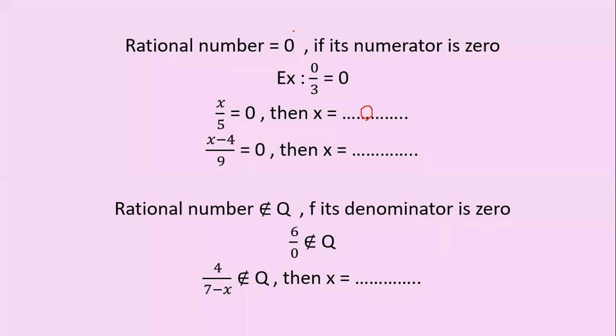x minus 4 over 9 equals 0. Again, we said a rational number equals 0 if its numerator equals 0. I want the equation x minus 4 equals 0. I want to solve this equation. x minus 4 equals 0. Think about which number, when we subtract 4 from it, gives me 0. Yes, 4 minus 4 equals 0. Then x equals what? x equals 4.